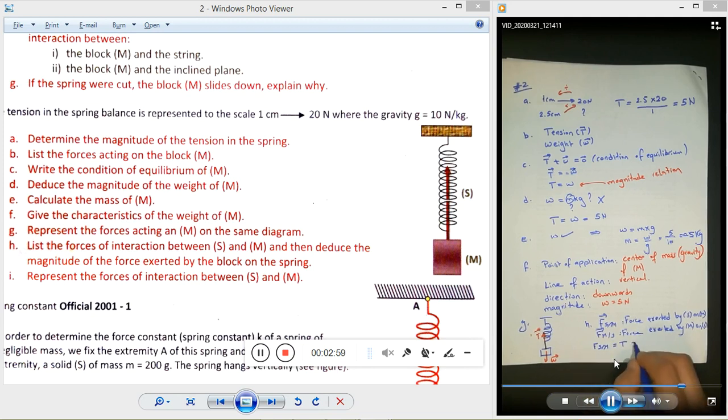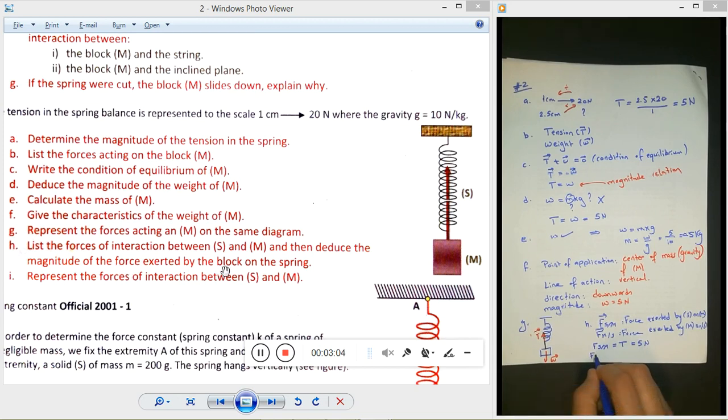Okay? So to deduce the magnitude of the force exerted by the block on the spring, Fm over S, we now need to calculate the magnitude of this force. We know that Fs over M, the force exerted by the spring on M, is the tension force. The tension is the force exerted by the spring or string on the object. So this is equivalent to the tension. Okay, it's 5 newtons. It's given or calculated in the first part.